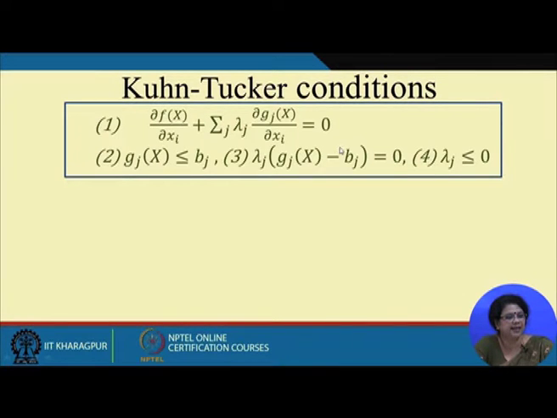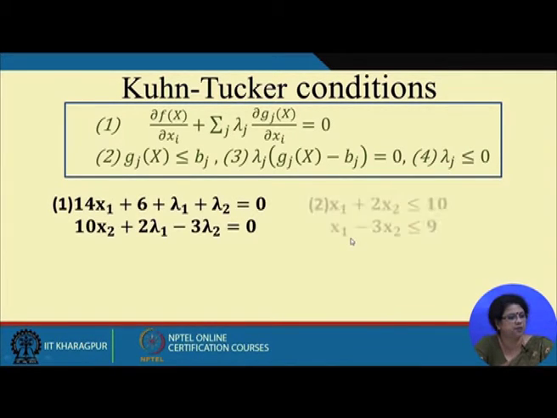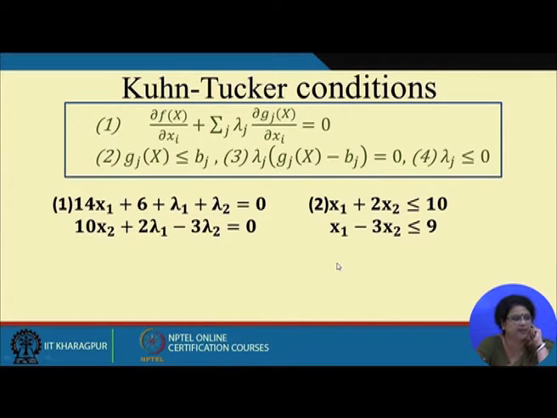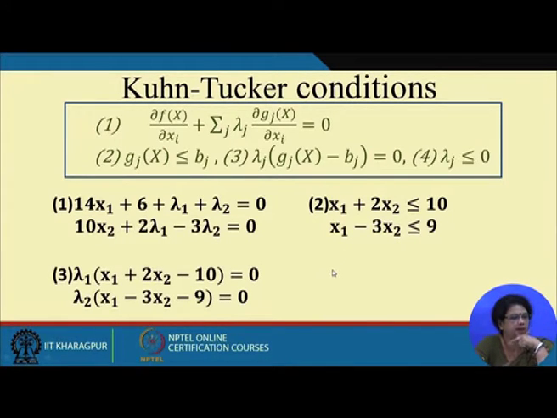Then these are the KKT conditions: this is the optimality condition, this is the feasibility condition, this is the complementary slackness property, and this is the lambda condition. If we substitute all these things together, from the first set we will get this equation. How many equations and how many unknowns are there?